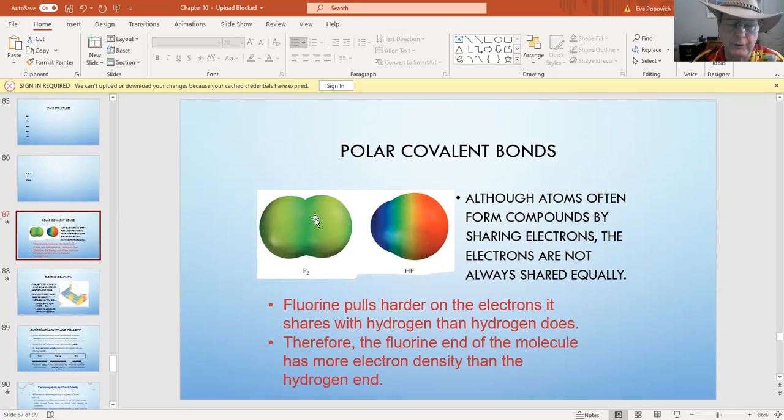Now, if you have fluorine with another fluorine, both have the same electronegativity, so they're not going to hog the electrons. On the other hand, if I have fluorine with hydrogen, the fluorine is more electronegative. It's going to hog those electrons. So in effect, this side of this molecule is going to have a slight negative charge. This side is going to have a slight positive charge.